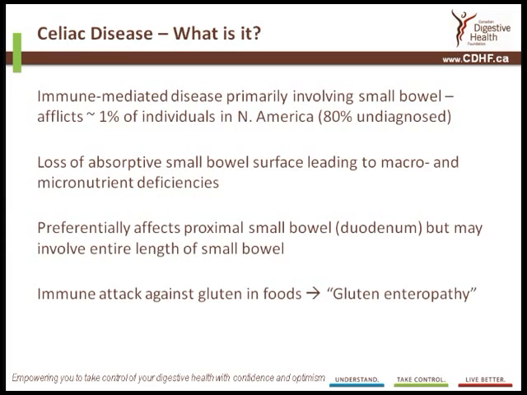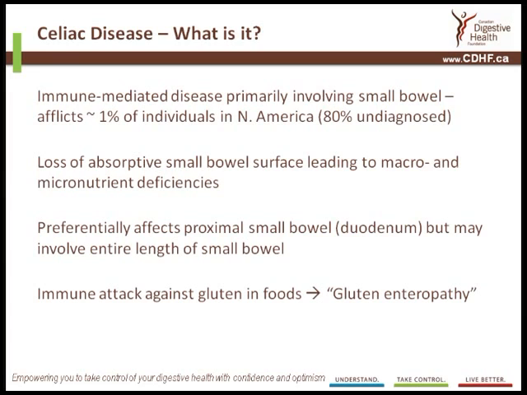The hallmark clinical pathologic presentation of this disease is loss of absorptive small bowel surface area, which leads to multiple potential deficiencies in macronutrients and micronutrients. This is a disease that occurs in genetically susceptible individuals when challenged with a group of proteins called glutens, which are typically in wheats, barley, and rye, and to some extent in oats, but not present so much in rice or corn or maize, for example.